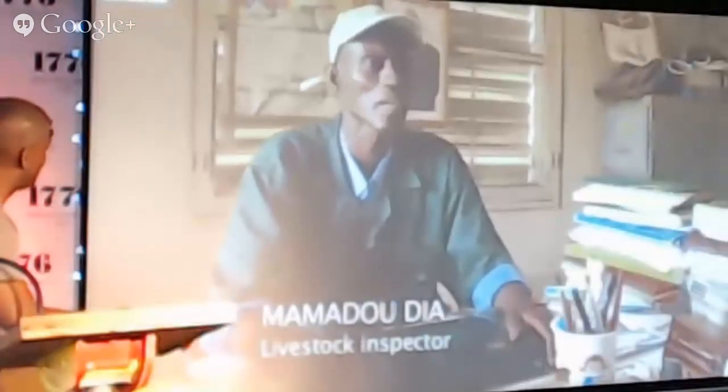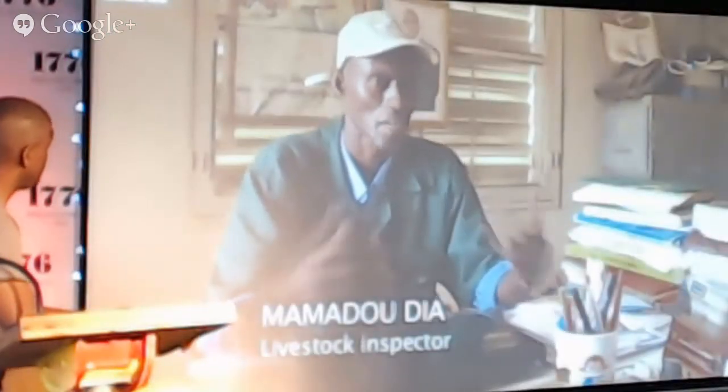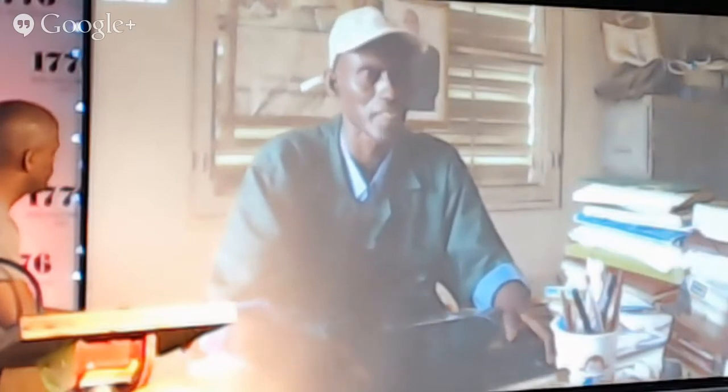The farmers don't often respond to the vaccination campaigns. The response is really insufficient, insignificant.